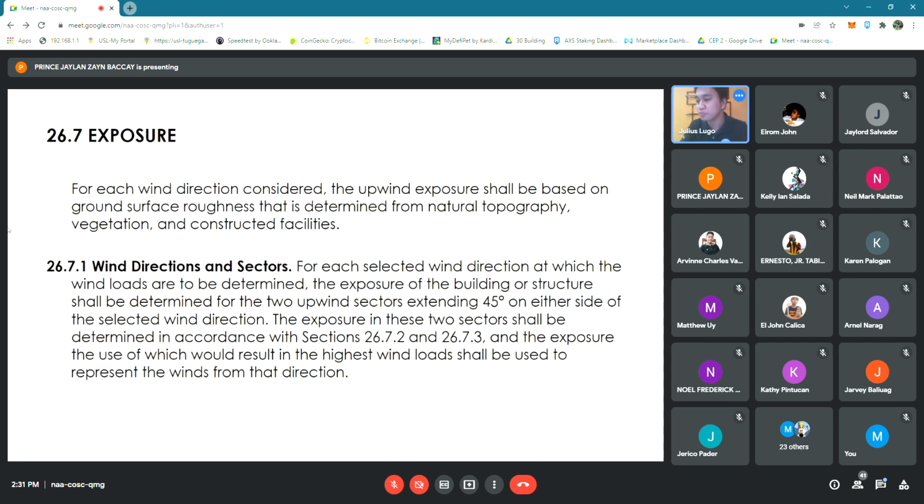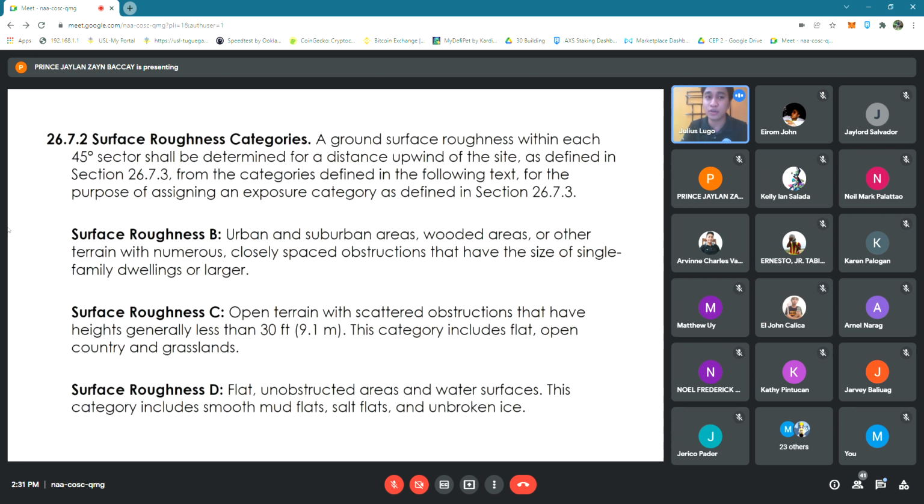Okay, so meron tayong exposure types later on. Okay, but right now we're going to consider surface roughness categories. So ano ba tong surface roughness categories na to? Okay, so from the word itself, it's surface roughness. Kumbaga textural, okay, parang textural. Okay, so in terms of in a massive scale textural siya because we're considering yung obstructions. So we have different types of surface roughness here. We have surface roughness B, C, and D. Wala tayong surface roughness A.